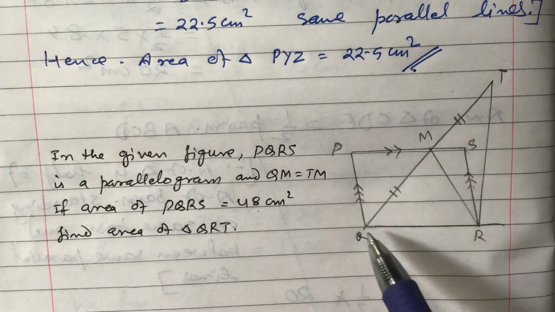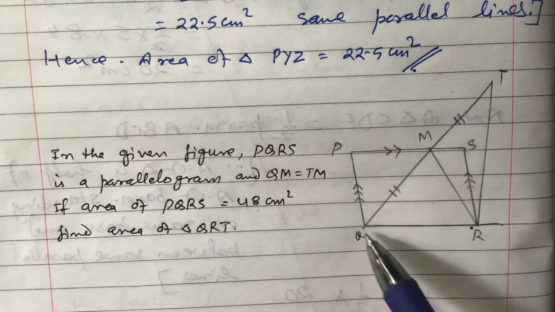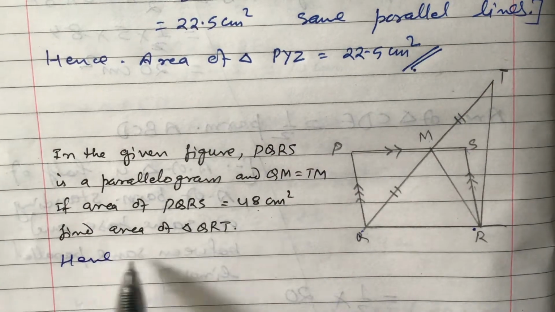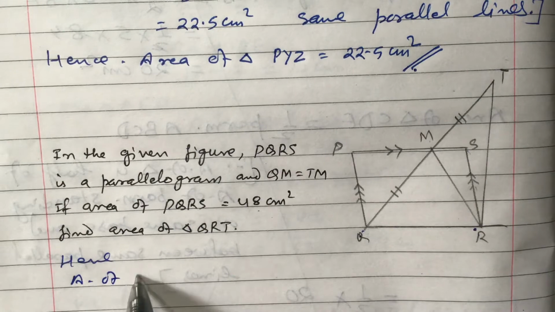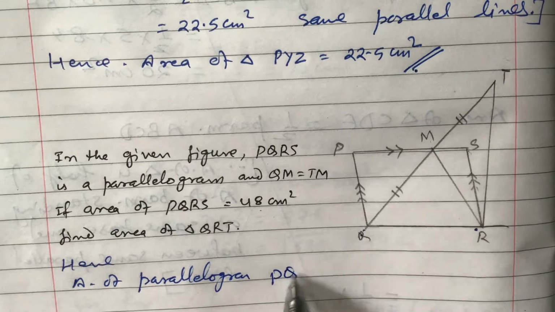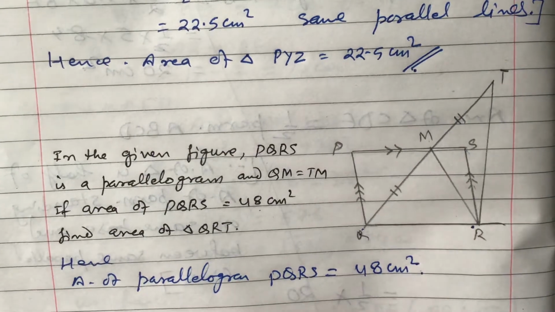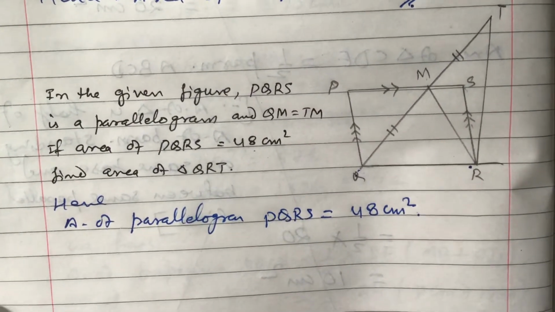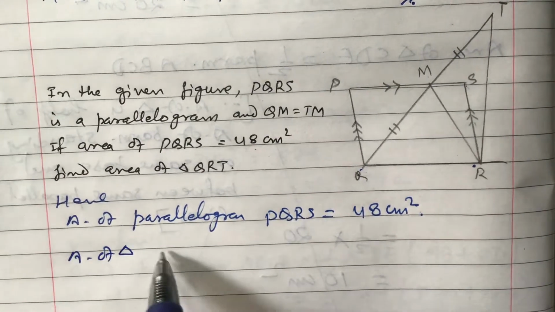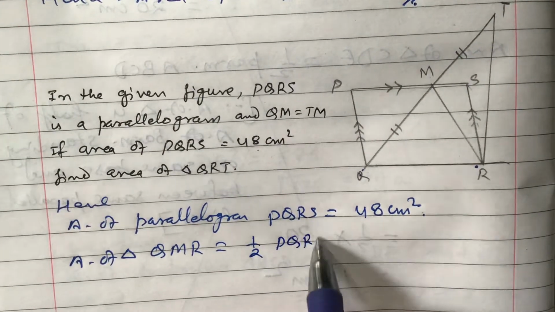So here, first of all, if you look at this triangle MQR, this MQR or QMR is half of this parallelogram. So here, area of parallelogram PQRS equals 48 cm square, given to us. Now let us find the area of this triangle QMR. Area of triangle QMR is equal to half of PQRS.